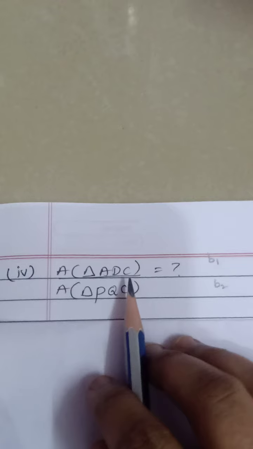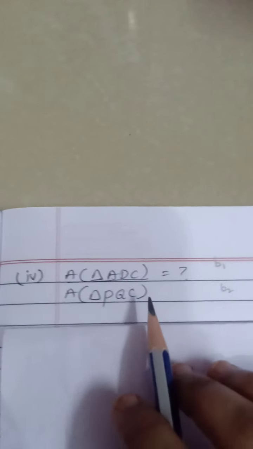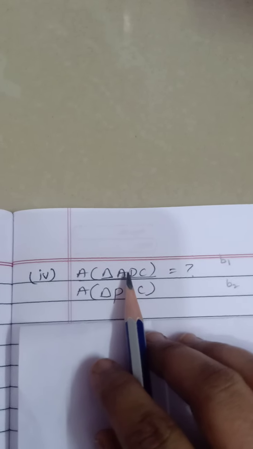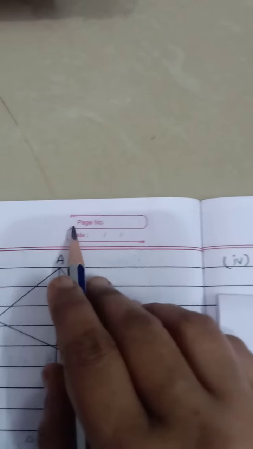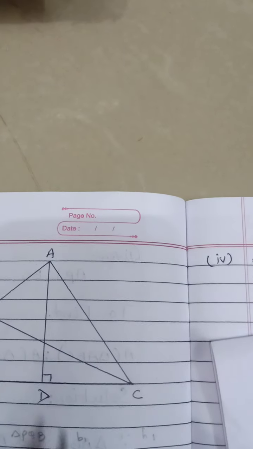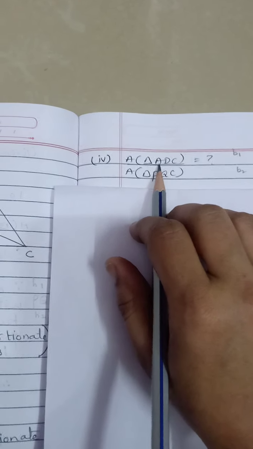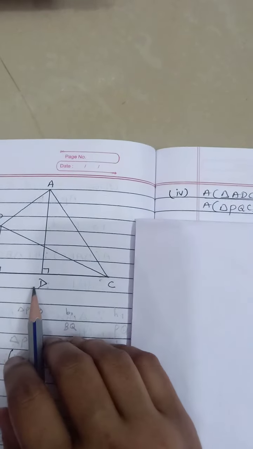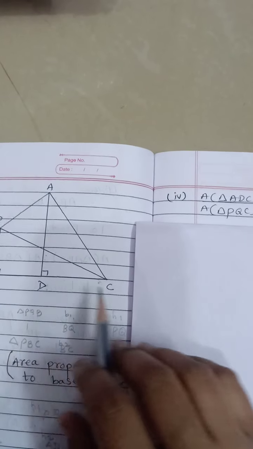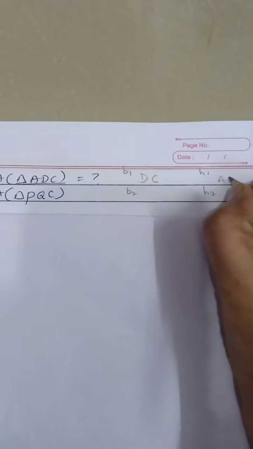So this is our fourth sub question, that is triangle ADC and triangle PQC. First of all we will see triangle ADC. So in triangle ADC, where DC is base and AD is height. So we will write base is DC and the height is AD.